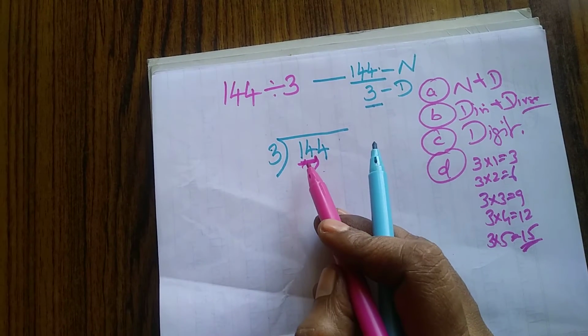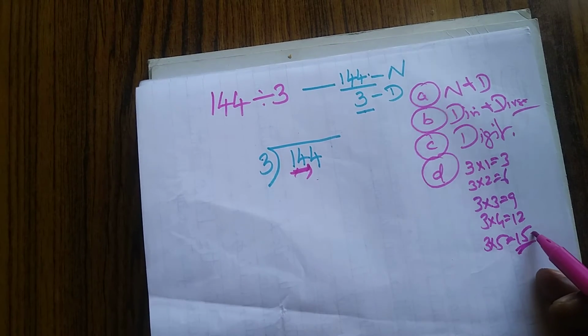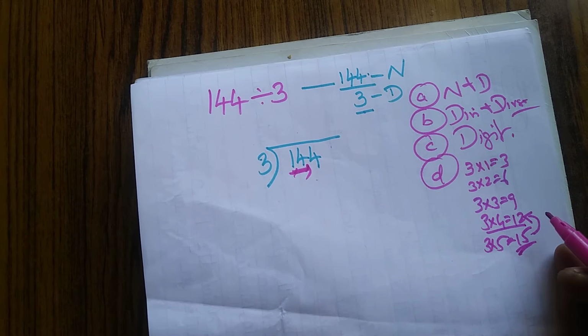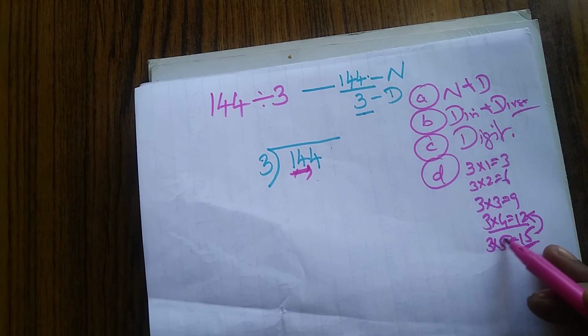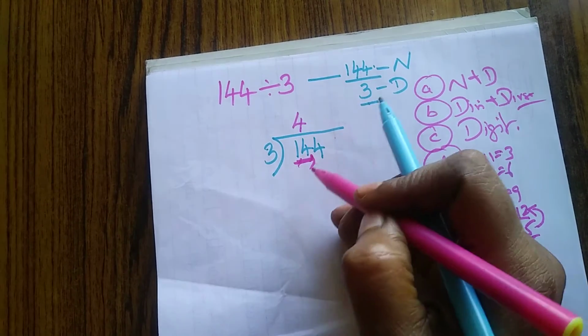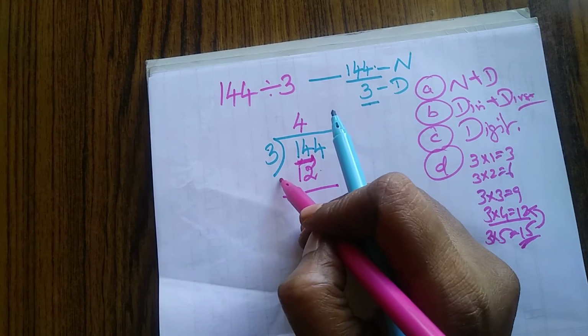So what can we do? 14 is lesser than 15, so we can't apply that. So you better take the one before it, the predecessor in that table, the former number. And now what is it? 3 fours are 12. So now 4 on the top, 3 fours are 12. And what is the next process? You should not forget the next process.